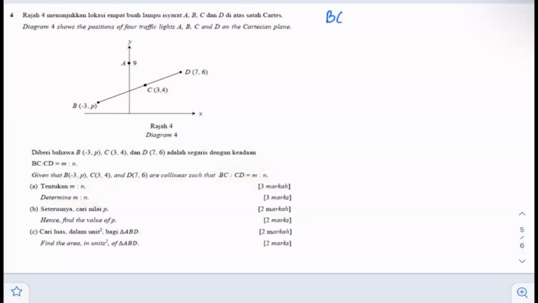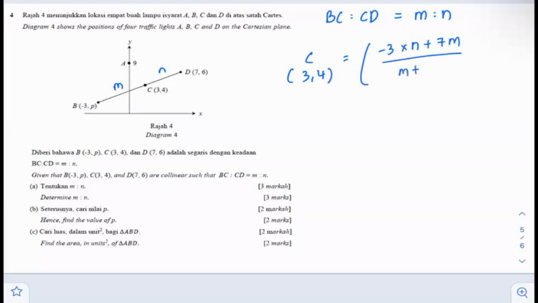So we have BC to CD equal to M to N, and C is dividing BD into two segments. So here will be M and here is the N. With the third formula in the first slide, we know that the x of C will be equal to -3 multiplied with N plus 7 multiplied with M divided by M plus N, and P multiplied with N plus 6M divided by M plus N will be your Y.